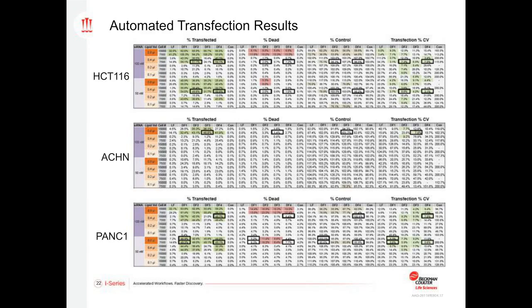So again, really the take-home message here is we identified the best conditions by the bold squares around those wells. And the take-home here is that you can definitely see there are differences across the 3 cell lines.